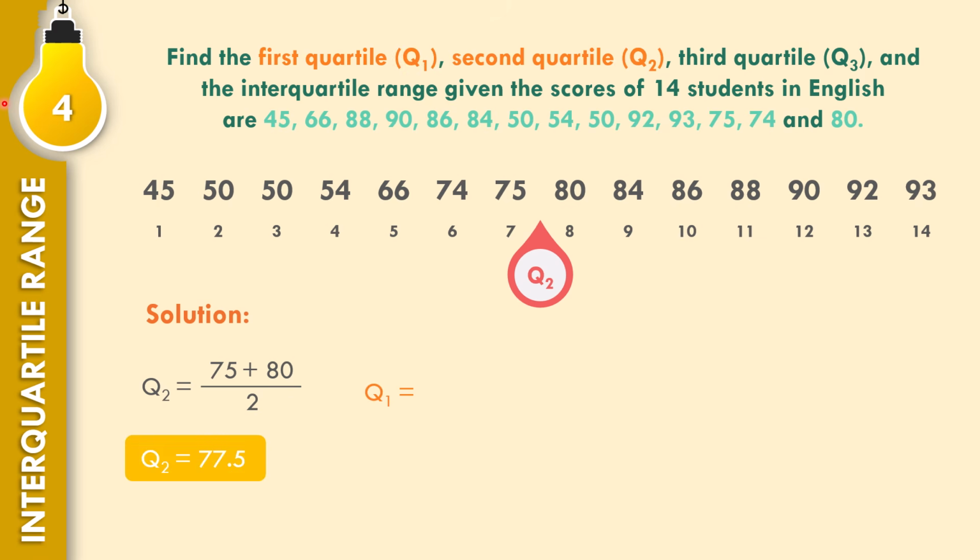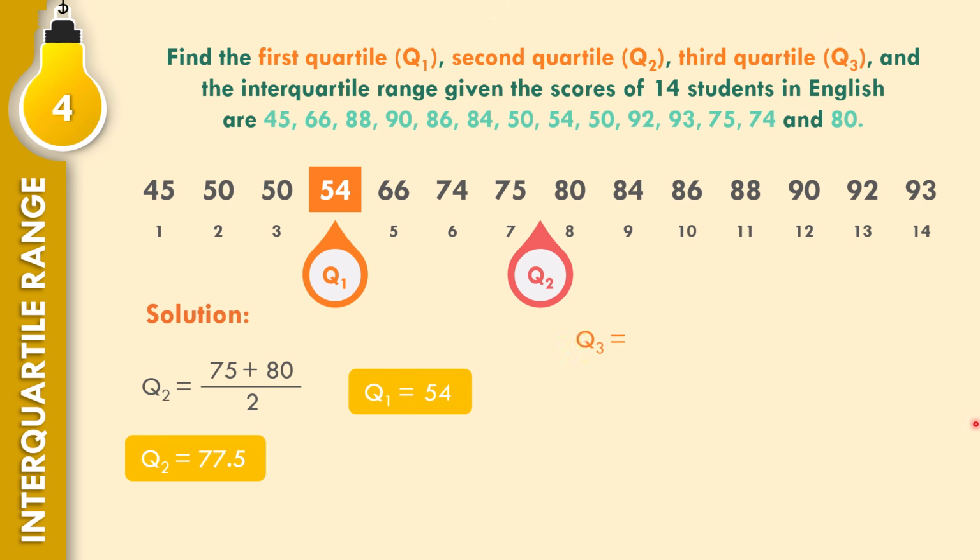How about the quartile 1, or the first quartile? For the first quartile, we will start from 1 up to 7. So let us find the middle. The middle is on the fourth position, it means the quartile 1 is equal to 54. So Q sub 1 equals 54. How about the Q sub 3? Between the positions 8 to 14. So 1, 2, 3, 4, 5, 6, 7. The middle is on the 11th, that is 88. So the Q sub 3 is equal to 88.